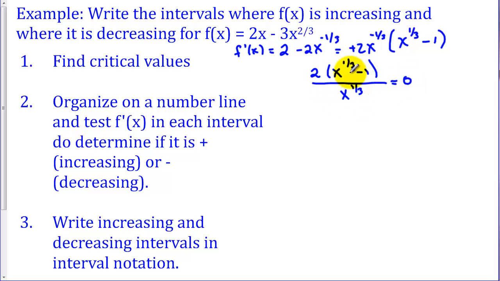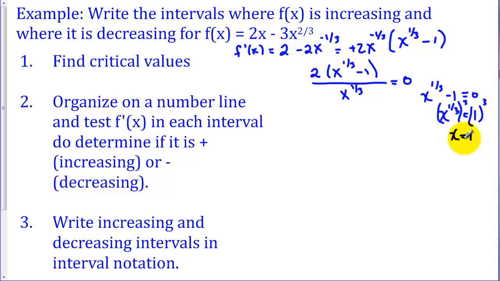Well, to solve a rational equation equal to 0, we're looking at the numerator equal to 0. So we're solving x to the 1/3 minus 1 equals 0. So to solve a radical equation, we get the x by itself. And this time we cube both sides. And here we get x equals 1, since 1 cubed is 1. That's the only value that makes our derivative equal to 0.